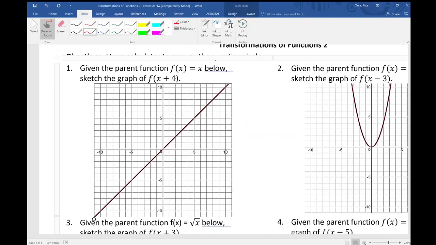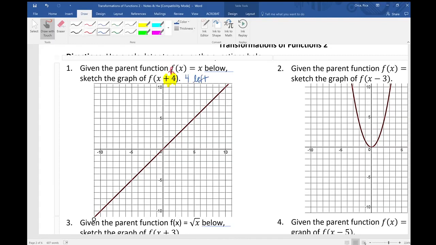Now let's get started. Problem number 1. Given the parent function f(x) = x below, sketch the graph of f(x + 4). Notice how in this problem the plus 4 is inside of the parentheses, and because it's inside of the parentheses, the 4 is going to be our h value. And remember what I told you about h? h is a hypocrite, so you do the opposite of what you see.